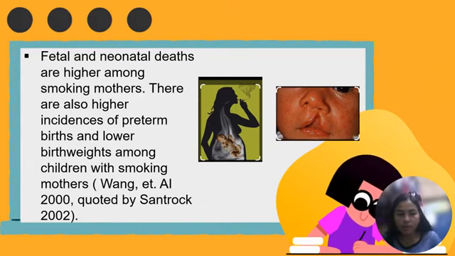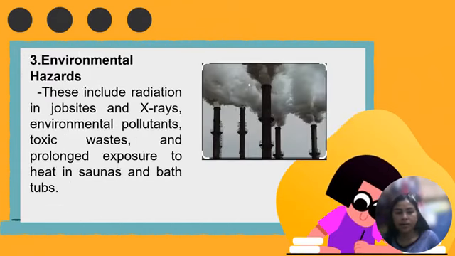So this picture is an example of fetal and neonatal deaths, like a mother who smoked. So the result is the baby has abnormalities. Number three is the environmental hazards.